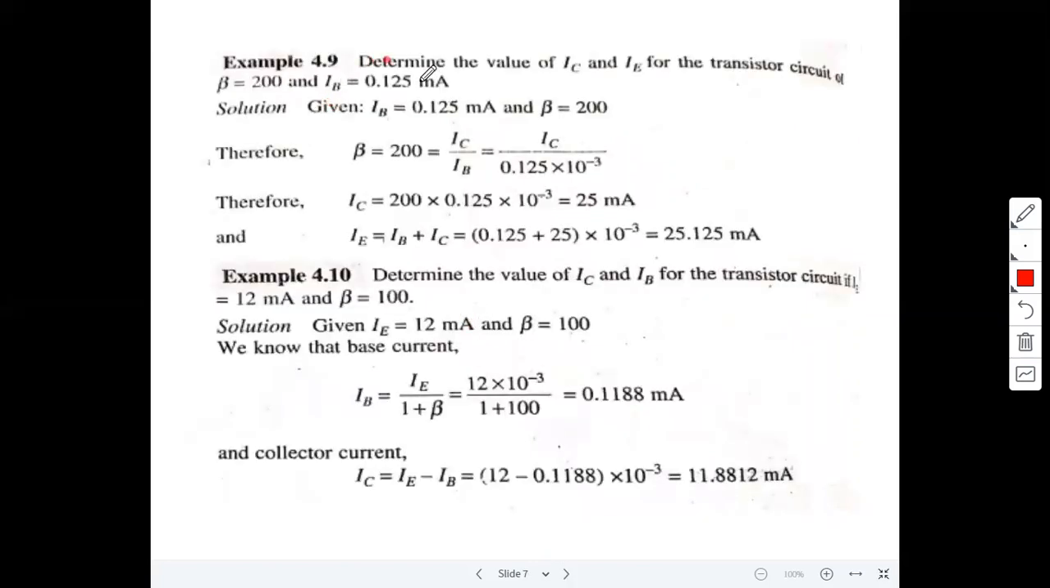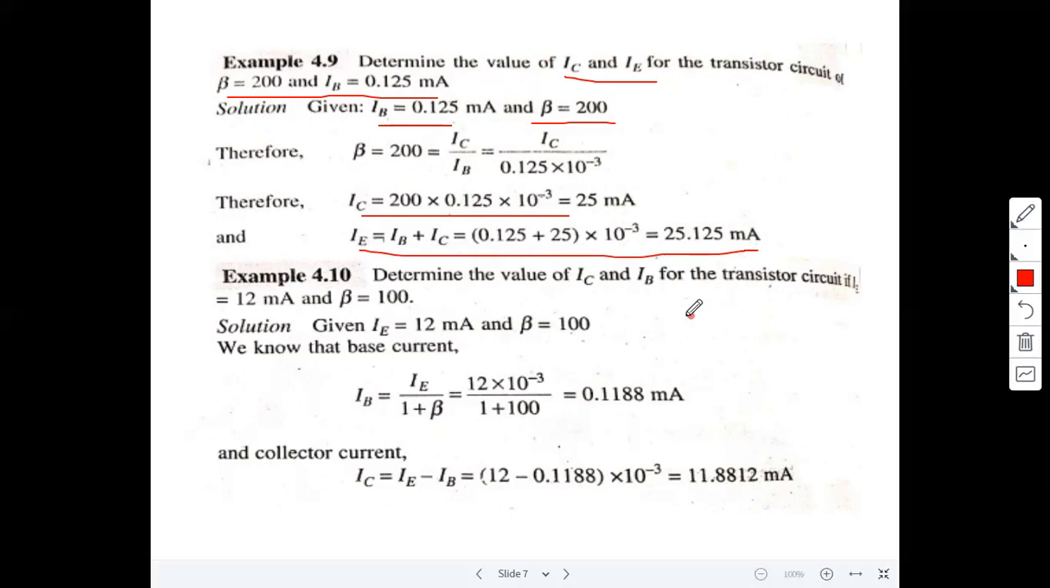Okay, next problem. These are all the same interrelationship between the three current gains. Determine the value of IC and IE for the transistor circuit of beta and IB. A given IB value and beta value. What is the relation here? Beta is equal to IC by IB. So from that, calculate the IC. Once you know the IC, IE is equal to IB plus IC, that is equal to 25.125 milliamperes.